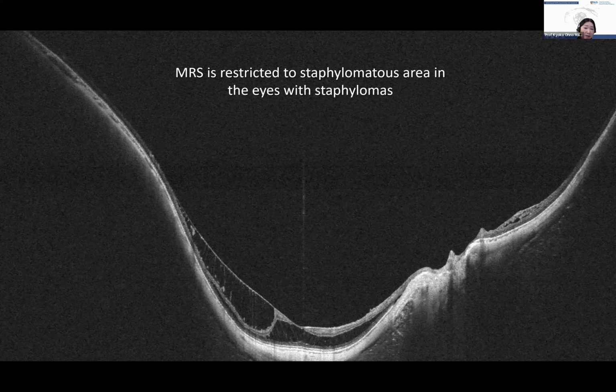Then I go back to retinoschisis. Wide field OCT visualizes the spatial relationship between staphylomas and myopic fundus lesions, especially retinoschisis. In this patient, this is the staphyloma edge. And as you can see, inner and outer retinoschisis is restricted to the staphylomatous area. So when retinoschisis occurs in eyes with staphyloma, it does not go beyond the staphyloma edge.